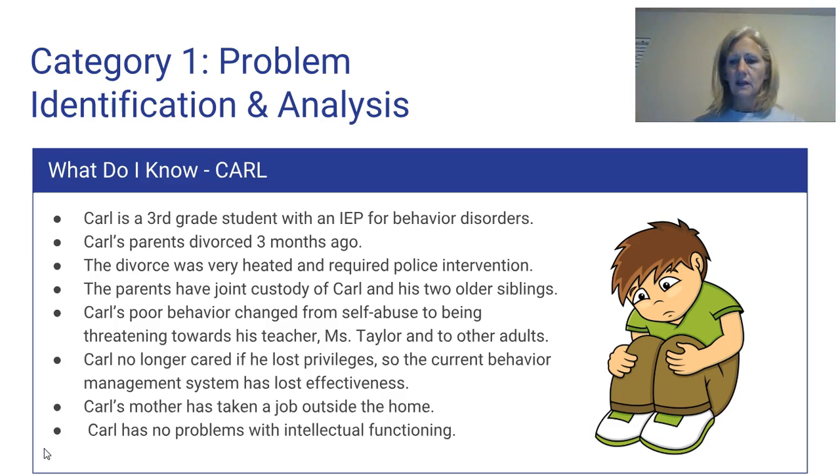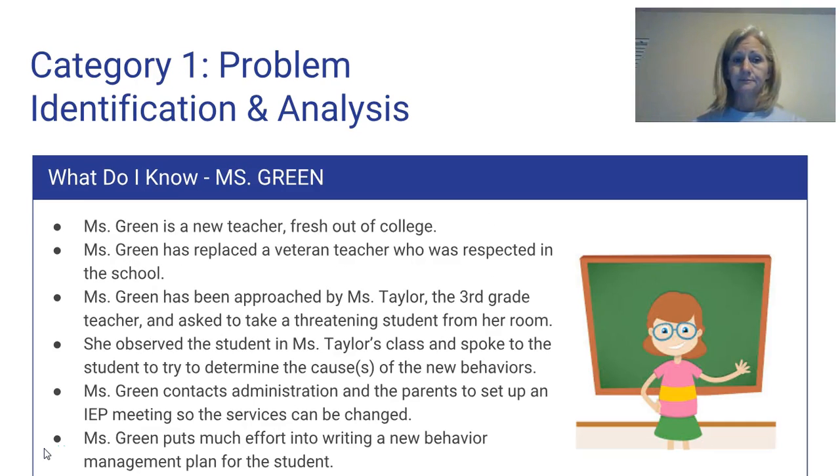His parents did not have a friendly divorce, and they ended up with joint custody of Carl and his two older siblings. Most of Carl's poor behaviors and threatening behaviors are directed towards adults, not towards his peers in the classroom. He does have a behavior intervention plan currently in place, but since the divorce and the escalation of his behaviors, it is no longer working. Carl does not show any problems with intellectual functioning. He just is behaviorally challenging for his teacher at the moment.